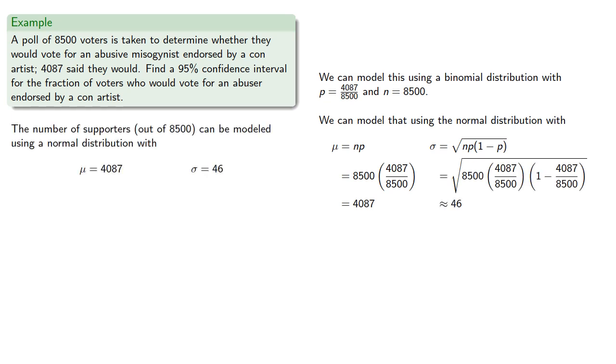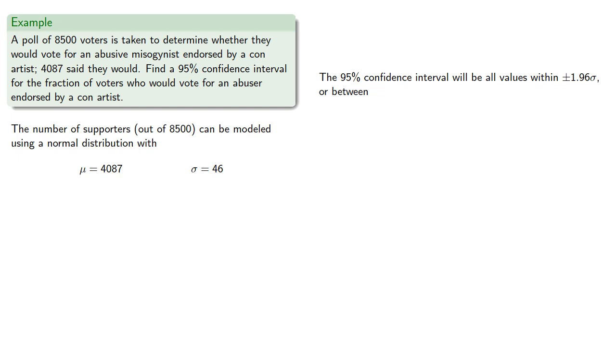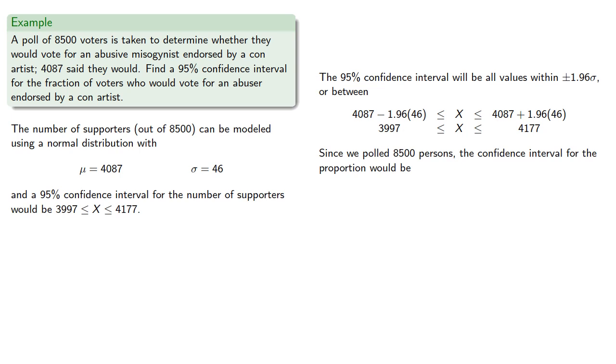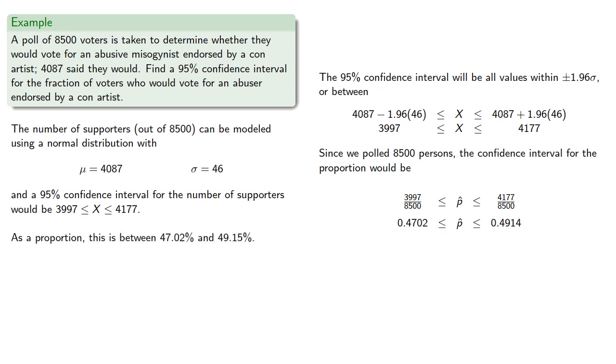And so the number of supporters out of 8,500 can be modeled using a normal distribution with mean 4,087 and standard deviation 46. Now our 95% confidence interval will be all values within plus or minus 1.96 standard deviations, or between. Dividing by 8,500 persons, the confidence interval for the proportion would be between 47.02% and 49.15%.